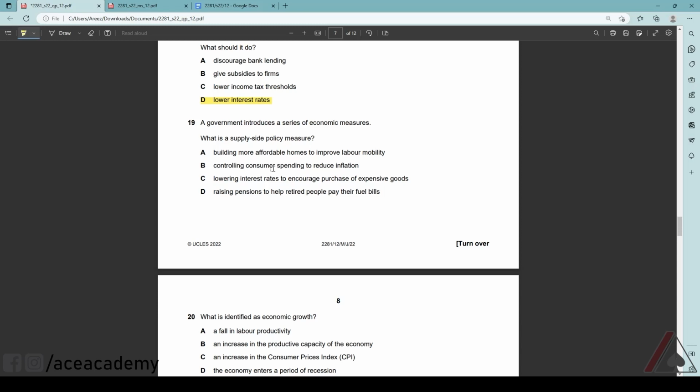B is controlling consumer spending to reduce inflation. This is a monetary policy that controls spending. It's not a supply side policy. C, lowering interest rates to encourage purchase of an expensive good. Again, C is not a supply side policy. It is indeed a monetary policy. Number D is raising pensions to help retired people to pay their fuel bills. Again, it's not a supply side policy, so your only answer here would be A. This is a fairly simple MCQ.